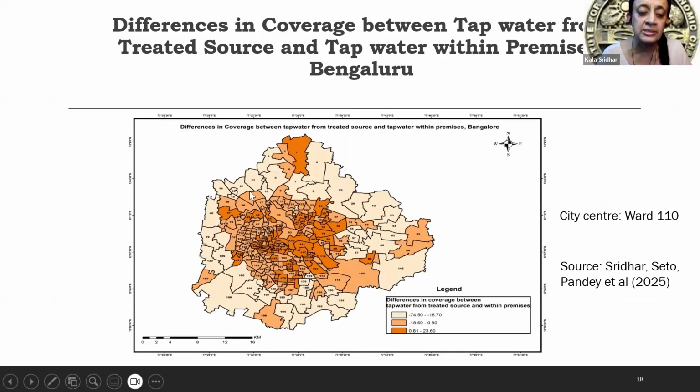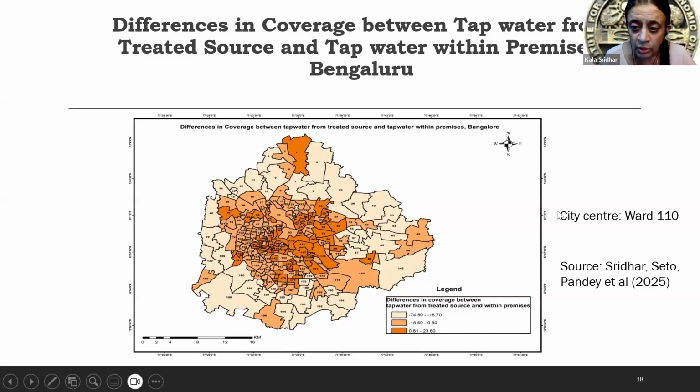It shows the differences in coverage between tap water from a treated source minus the households who had tap water within their premises. So this basically is a paradoxical kind of pair of public services, which shows which households had access to better services, like tap water from a treated source, even when they did not have tap water within the premises.